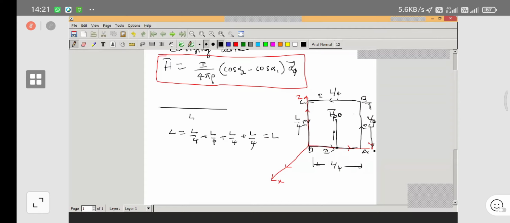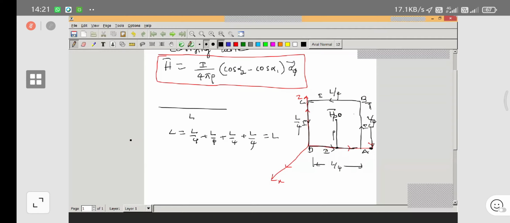Okay, this is point A. Consider the side OA of the square, and the distance is rho. I am writing that this is rho. This is rho, the center of the square, which is a distance of rho meters from the side.